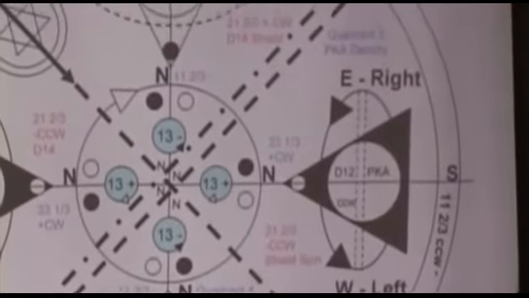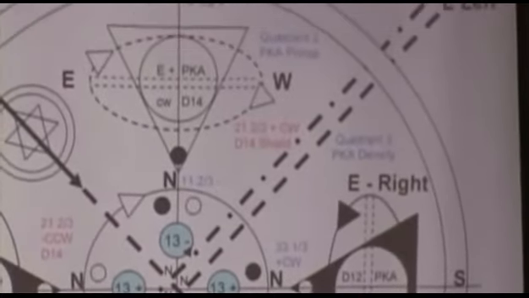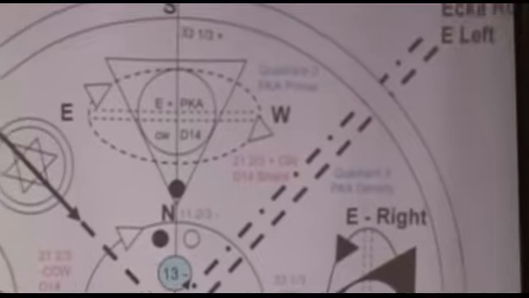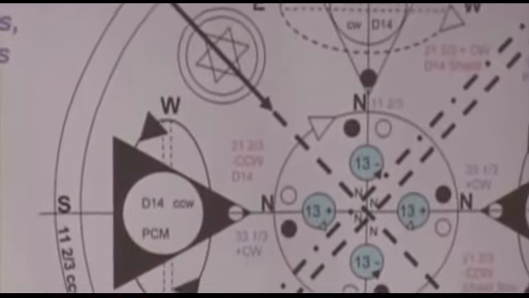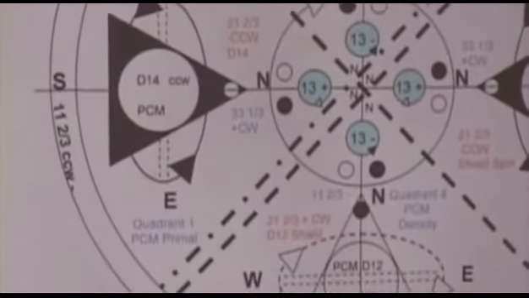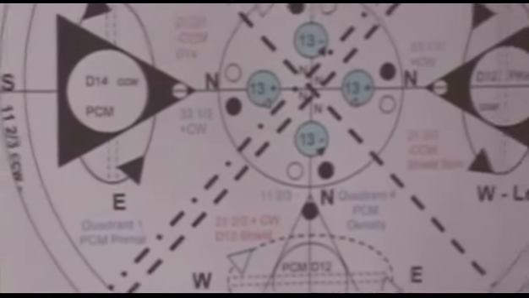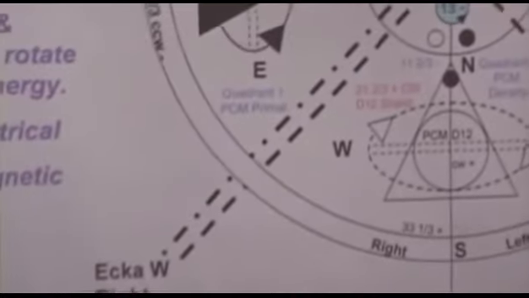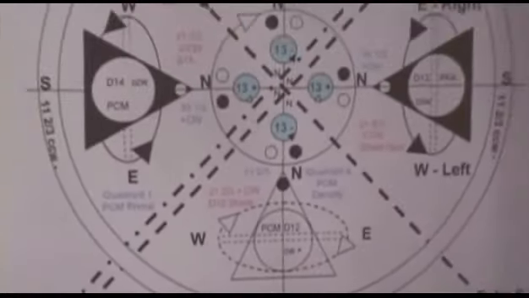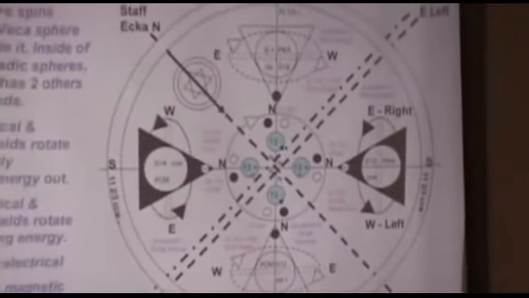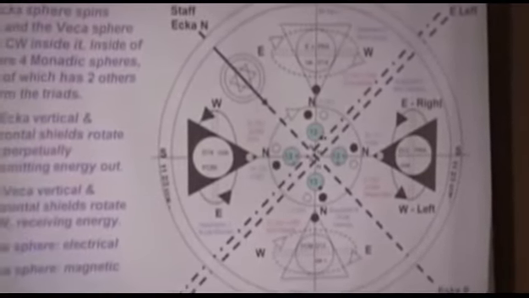The way that the Eka works is that its vertical and its horizontal both rotate clockwise. So it's got male rotations and it's constantly transmitting energy outward. The Veka is the opposite. It's always rotating counterclockwise and receiving energy.